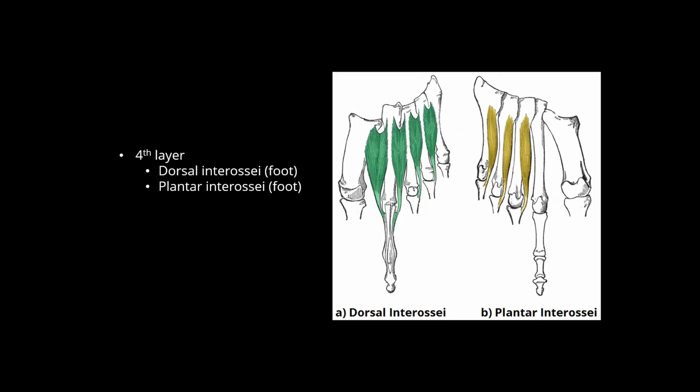And the fourth layer is the deepest layer, which is at the level of metatarsal bones. And so these are the interossei muscles, which are basically between the metatarsals. So on dorsal side, we have dorsal interossei, and on plantar side, we have plantar interossei.